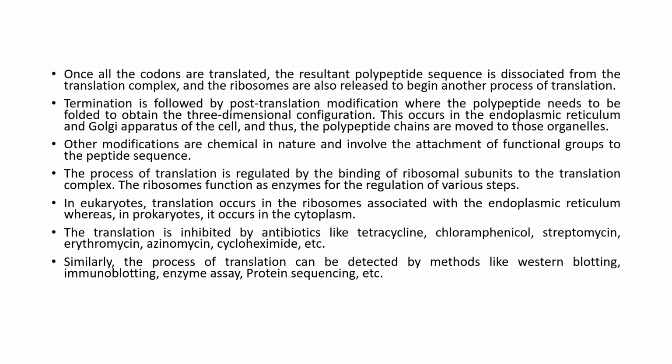In eukaryotes, translation occurs in ribosomes associated with the endoplasmic reticulum, whereas in prokaryotes it occurs in the cytoplasm. Translation is inhibited by antibiotics like tetracycline, chloramphenicol, streptomycin, erythromycin, etc. Similarly, the process of translation can be detected by methods like Western blotting, immunoblotting, enzyme assay, and protein sequencing.